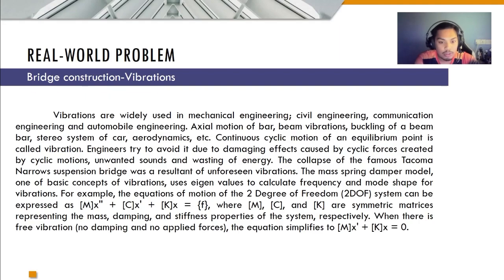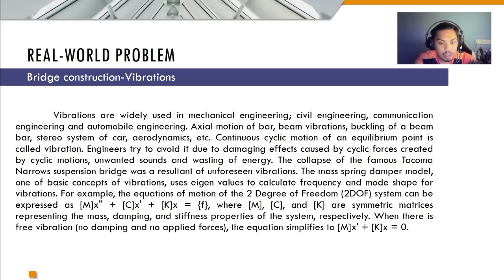Continuous cyclic motion about an equilibrium point is called vibration. Engineers try to avoid it due to the damaging effect caused by the cyclic force created by cyclic motion, unwanted sound, and wasting of energy. The collapse of the famous Tacoma Narrows suspension bridge was a result of unforeseen vibration.